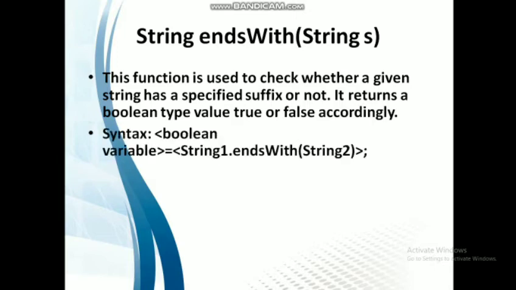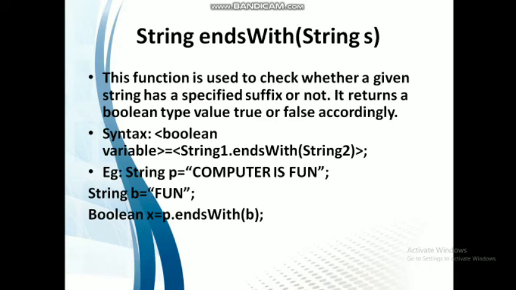Syntax is Boolean variable is equal to string 1 dot endsWith of string 2. Example: string p is equal to "computer is fun", so that is a string, and string b is equal to "fun", and Boolean x is equal to p dot endsWith of b.